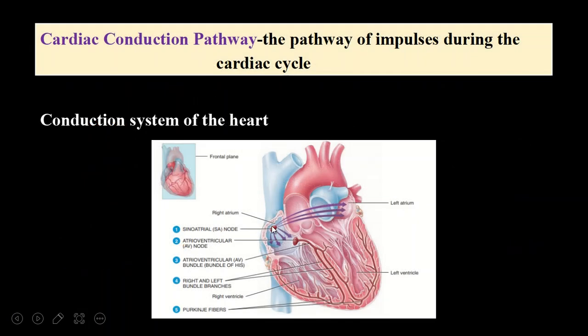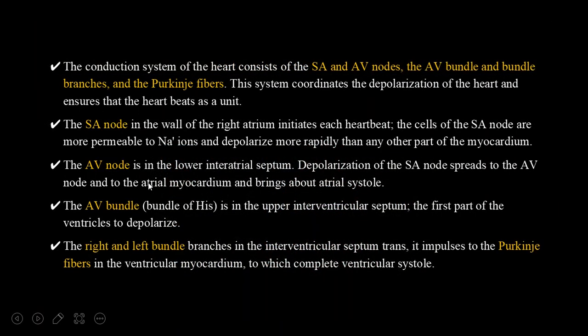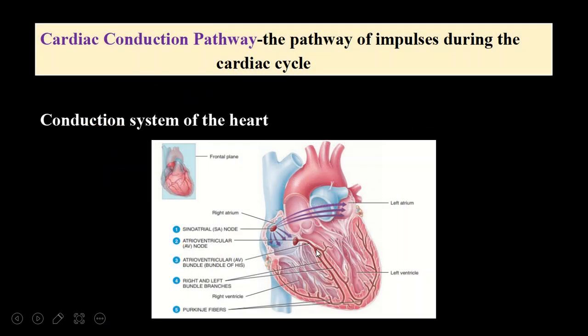So when the depolarization of the SA node spreads, it reaches the AV node and the atrial myocardium. That will cause the atrial systole, or the contraction of the atrium. Here, the atrium contracts.